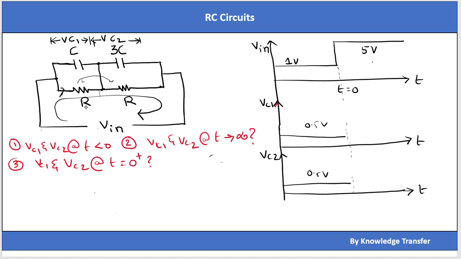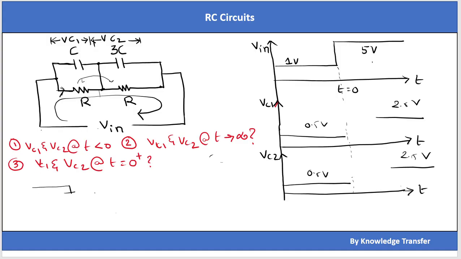Okay, and at t equal to infinity, again these two capacitors will get open circuited, and the current will flow in the same way. Because I am giving 5 volt here at t equal to infinity, the voltage across C1 will be 2.5 volt and C2 will be 2.5 volt. But what will happen at t equal to 0 plus? At t equal to 0 plus, VC1 already has an initial voltage of 0.5 volt, and VC2 also has an initial voltage of 0.5 volt.